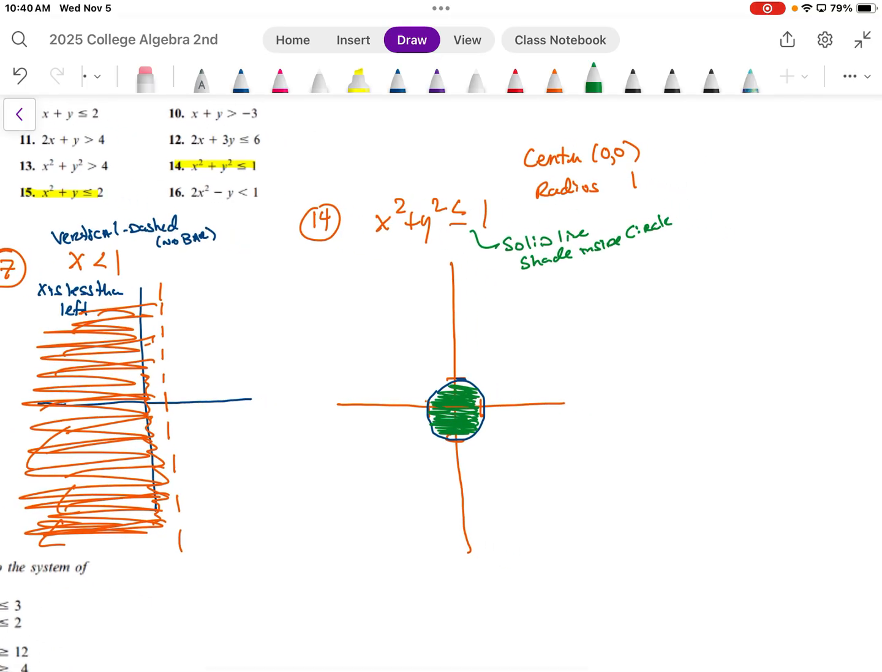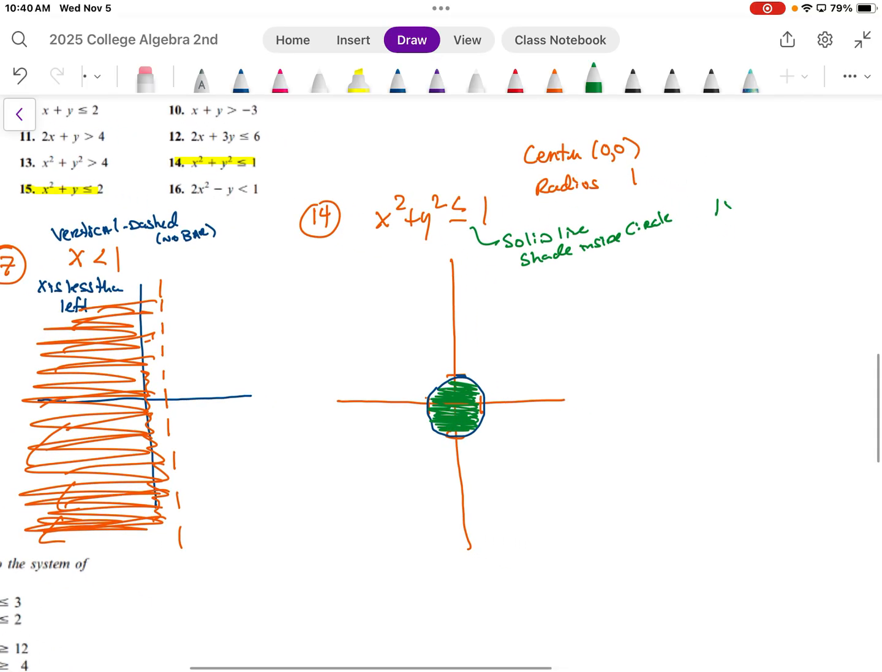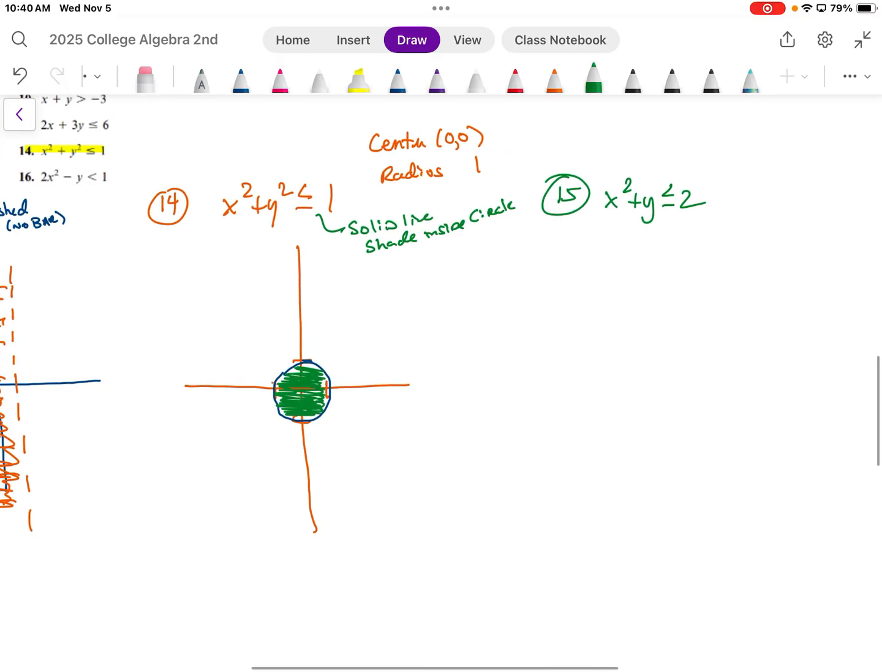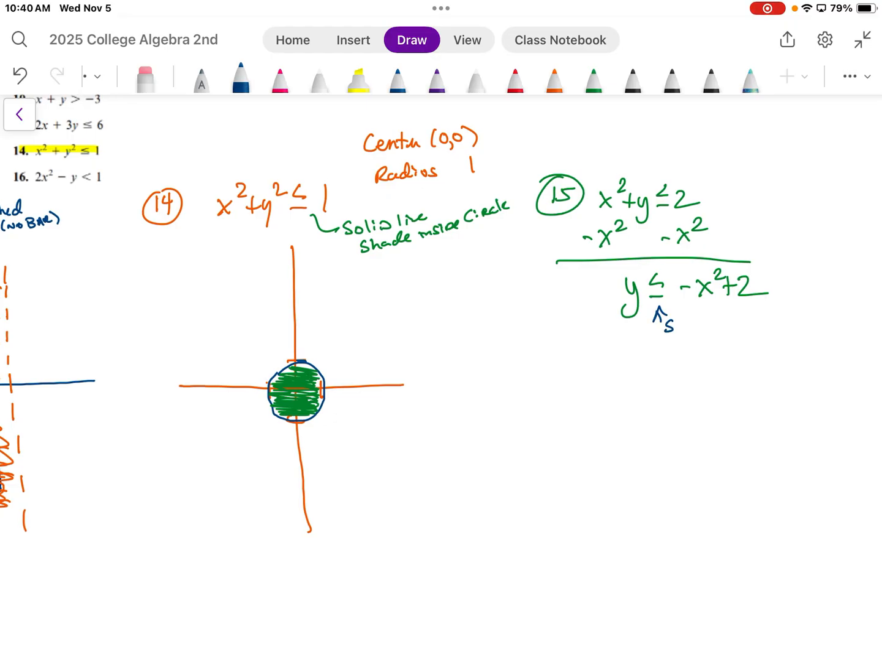All right, number 15, we got a parabola. We have x squared plus y is less than or equal to 2. Let's go ahead and solve this for y. So y is less than or equal to negative x squared plus 2. I'm going to make a note of what I'm doing here: solid line and shade below.